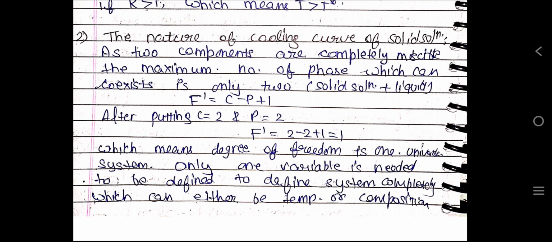The value of del Tf can be negative or positive depending on the magnitude of K. Del Tf will be negative if K is less than 1, which means T is less than T1 star. Del Tf is positive if K is larger than 1, which means T is larger than T1 star.